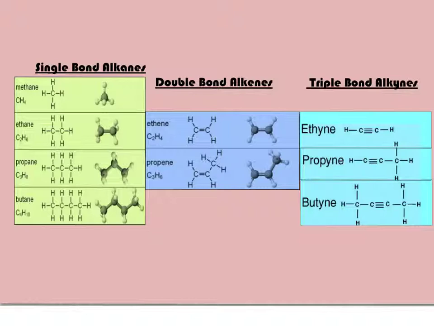For the double bonded alkenes and triple bonded alkynes, the additional bonds between carbons reduce the number of hydrogens available. Where ethane has a formula of C2H6, ethyne has a formula of C2H2. Notice that in every instance, each carbon has exactly 4 bonds.